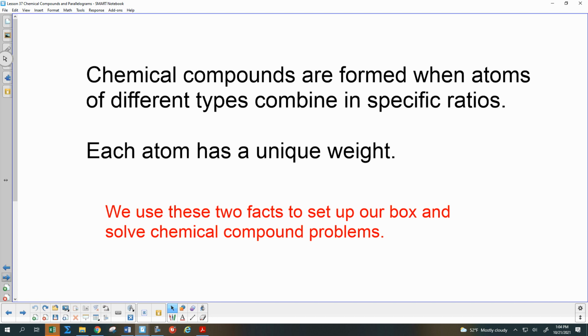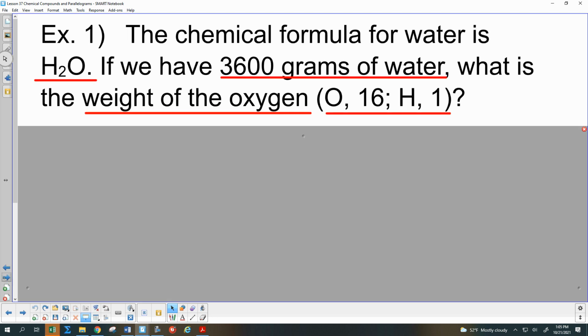So each of those atoms has a unique weight. In chemistry, you use the periodic table showing all of those. And in our math class, each problem is going to tell you in parentheses at the end what those weights are, because some of you haven't had chemistry yet. So we're going to set these up with a ratio box to solve them. So this one, like I said, water.